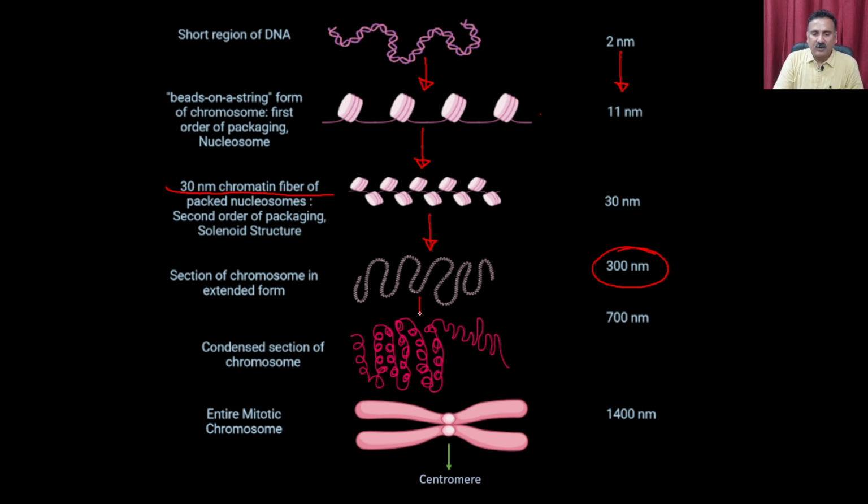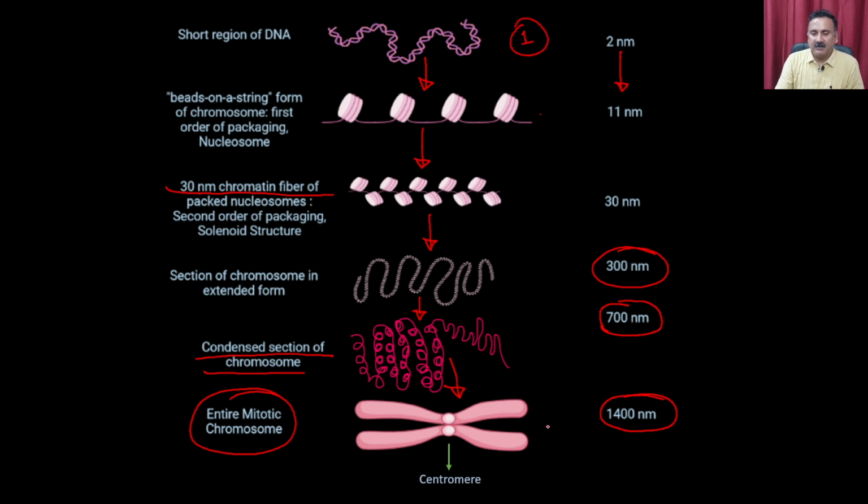Then this 300 nanometer fiber is going to be condensed, and that's how it is going to form the 700 nanometer fiber, and you're going to have the condensed region of the chromosome. From this you are going to have further condensation, and as a result it is going to form the 1400 nanometer chromosome. So you are going to have the chromosome. You started with DNA, you ended with the chromosome. So this is the first and this is the last binding stage.